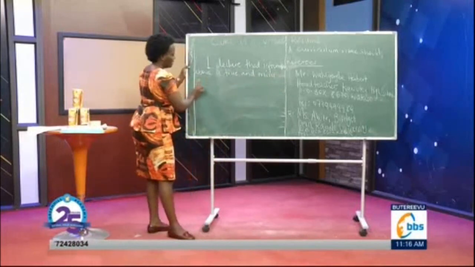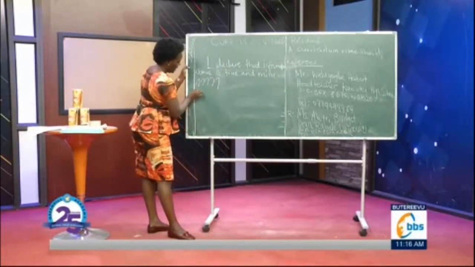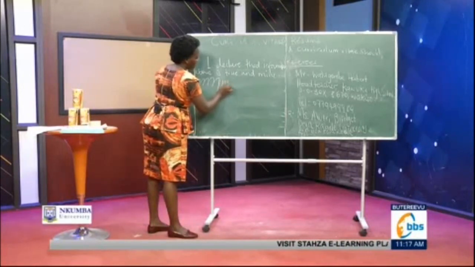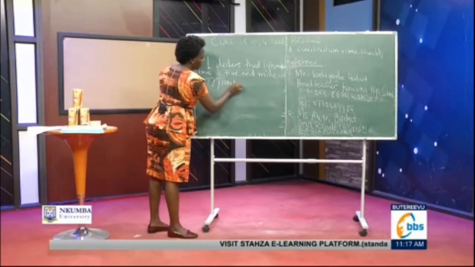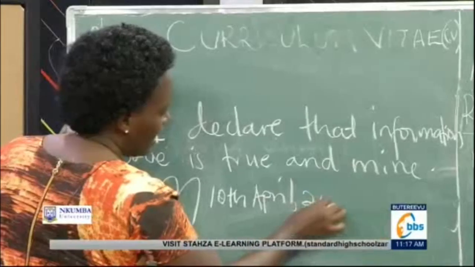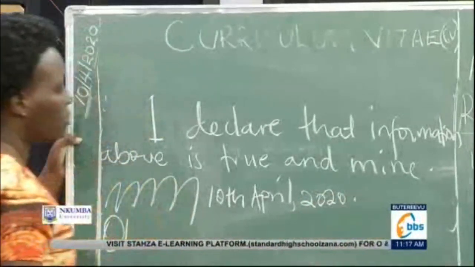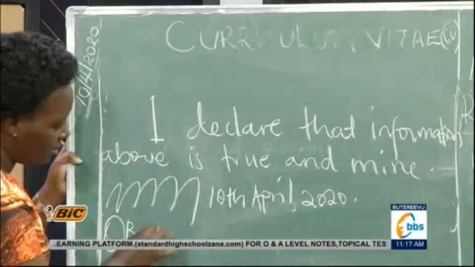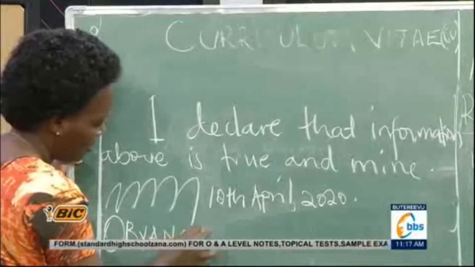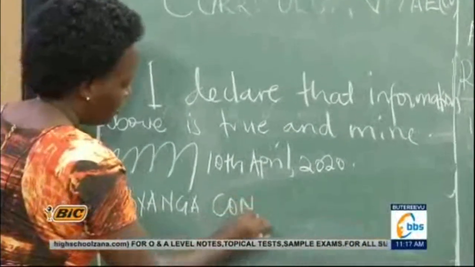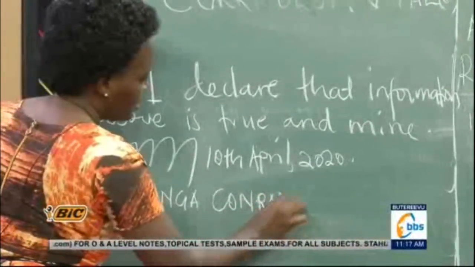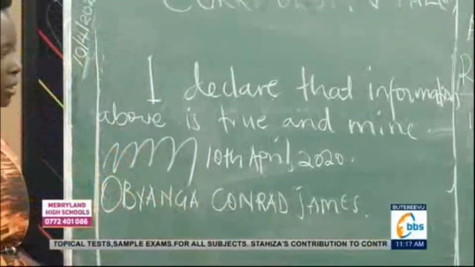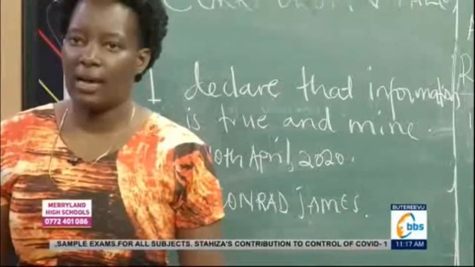And after that, you come here and sign. And then here you put the date, let's say 10th April 2020. This is the most recent curriculum vitae that you have. And here we shall write our name, Obiaga Conrad James. So that is your curriculum vitae.